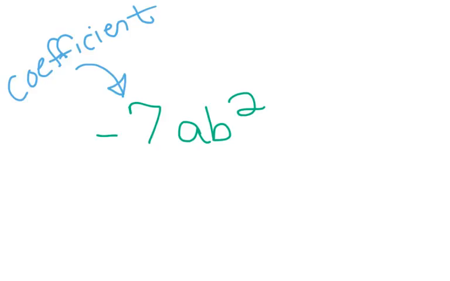It can be any number. It can be positive. It can be negative. It can be a fraction or a decimal. It can be anything, okay? The next thing we're going to look at is these AB.